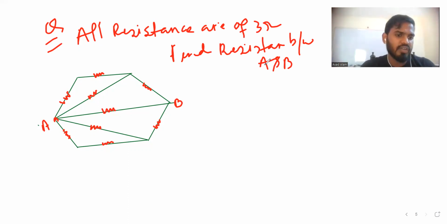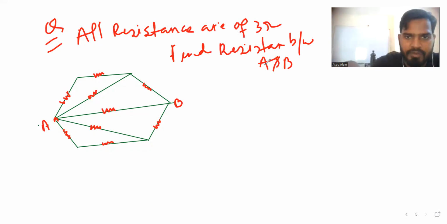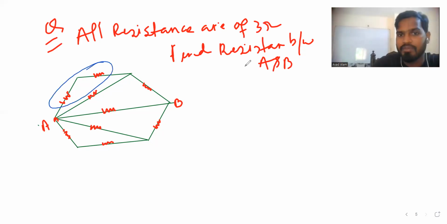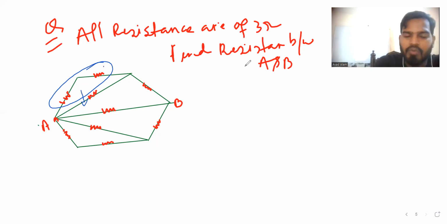Between A and B, so how will we solve this? Let's see. These two are in series, so it becomes 6. Then 6 and 3, these two will become parallel. So how much does it become now?